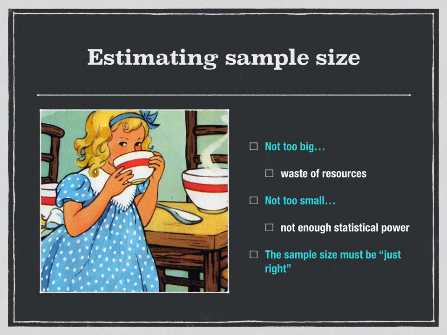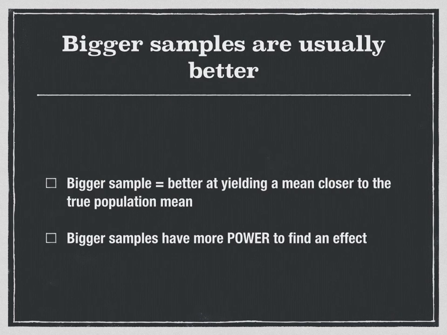The sample size must be just right, based on statistical estimations about how many people are required to answer the study question at a specified level of certainty. If you must, you want to err on the side of having a bigger rather than smaller sample. This is because bigger samples tend to yield group means closer to the true mean of the population, because bigger samples tend to be more representative of the population.